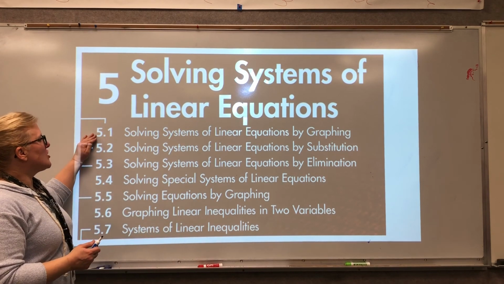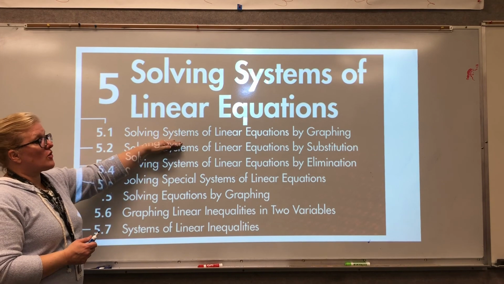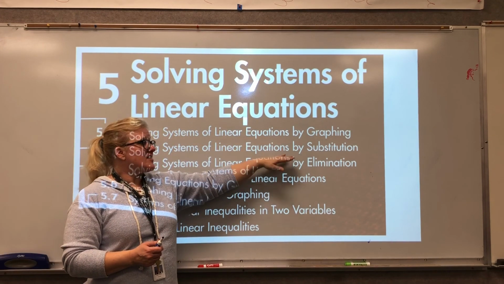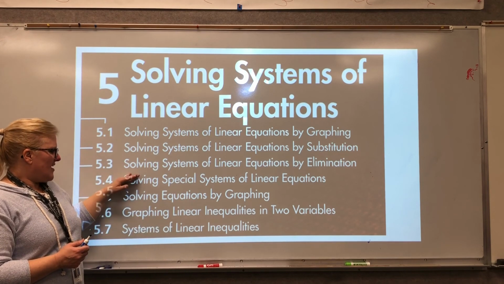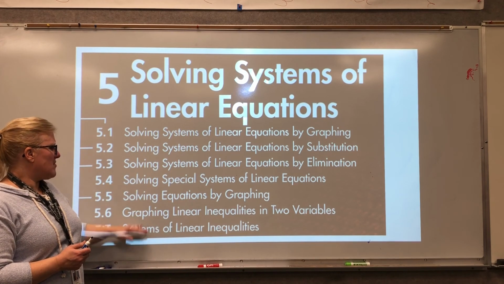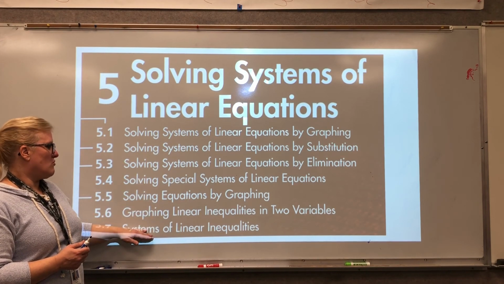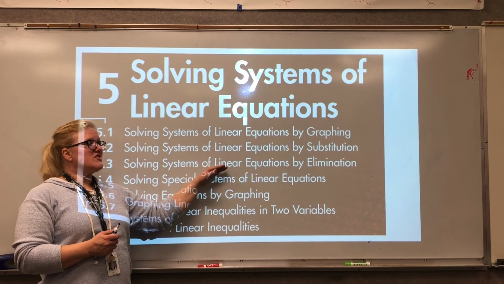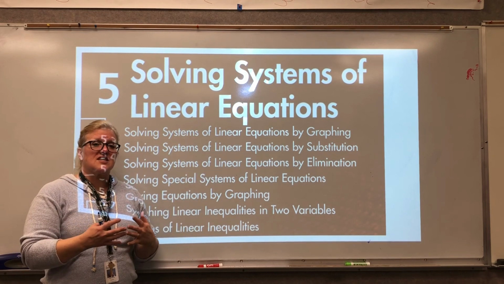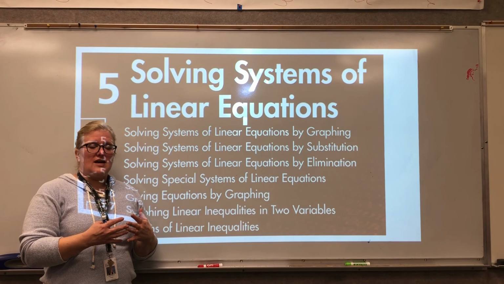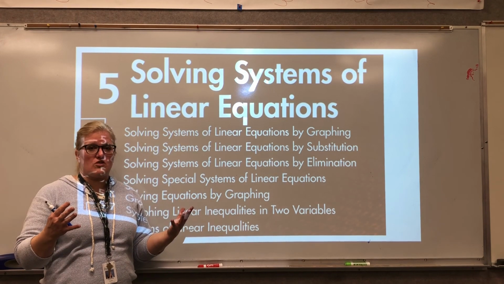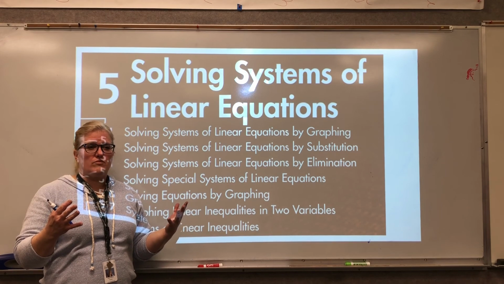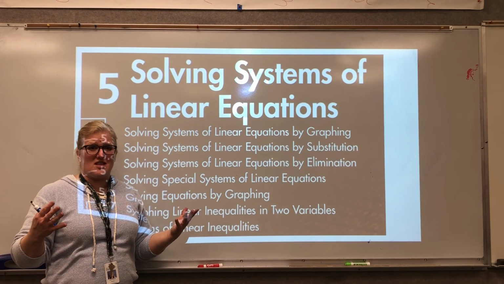So we're going to learn solving systems of linear equations by graphing, by substitution, by elimination, and then depending on time, I'm not sure how much more of this we're going to do, but these for sure. We're going to use these in story problems, which answer the question, when am I ever going to use this?